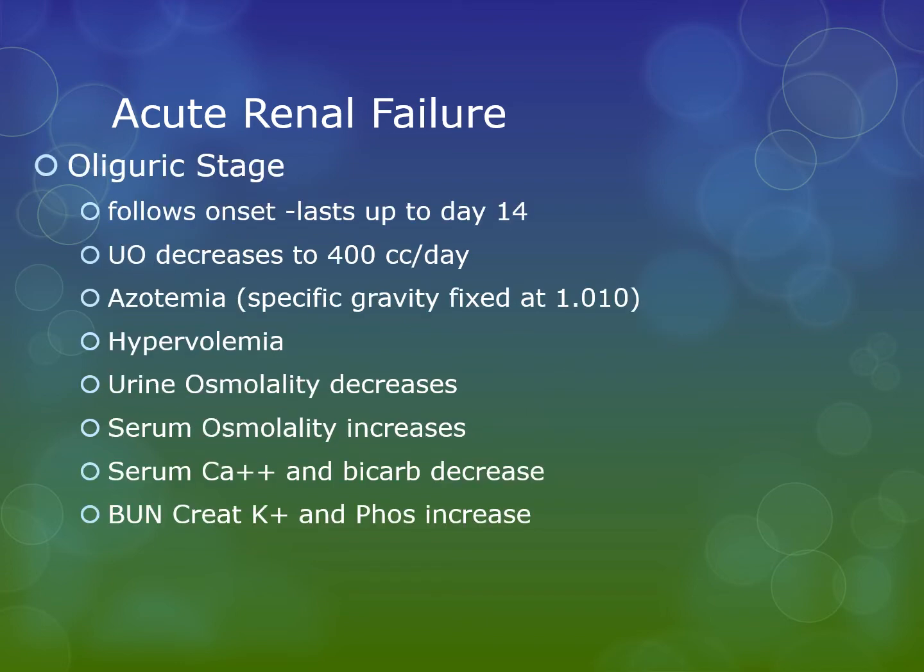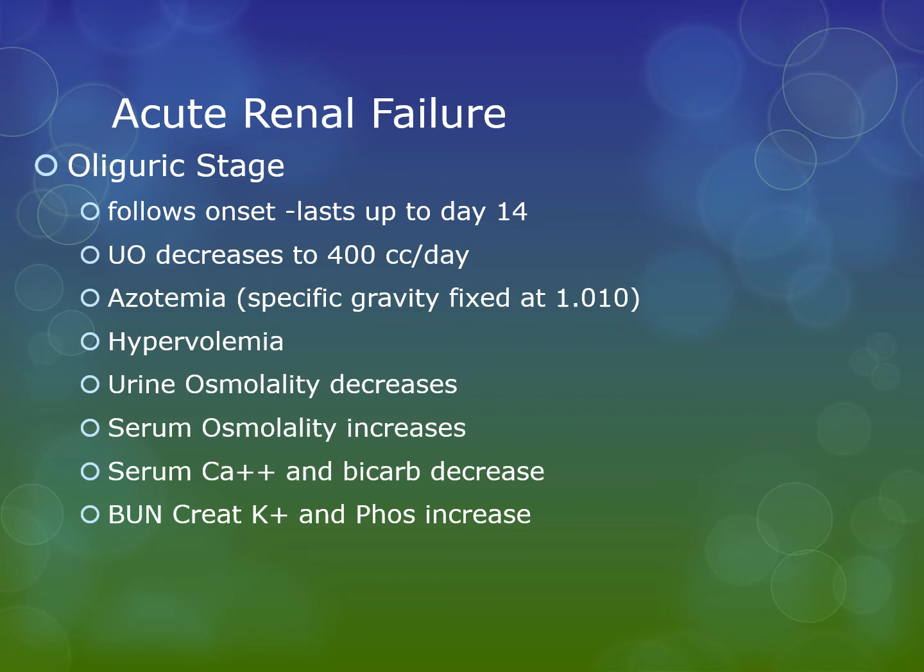The next stage is the oliguric stage. This follows onset and can last up to 14 days. And the primary or cardinal symptom that we're looking for here is a urinary output right at 400 cc's per day. I'm not making that up. I mean, it could be 390, it could be 410, but it's going to be right around 400 cc's per day.